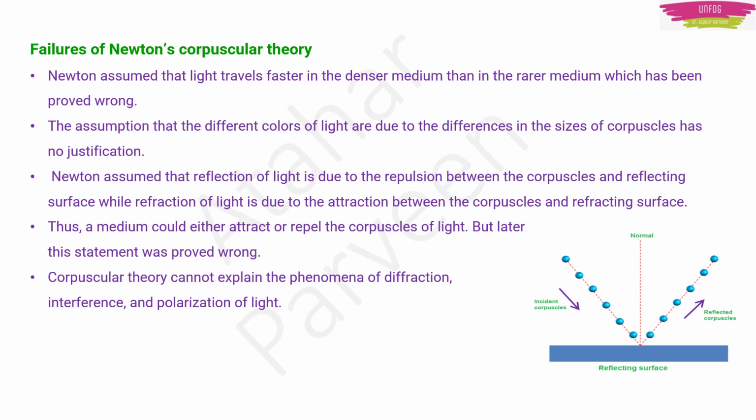Then the corpuscular theory could not explain the phenomena of diffraction, interference and polarization of light. Obviously, the assumptions it was making were wrong; the base was wrong. Then how could it explain diffraction, interference and polarization of light? So Newton's corpuscular theory failed in explaining a few important phenomena: diffraction, interference and polarization of light. These are the main properties of light, and we need to explain them if we are giving a theory. So this was all about this theory.